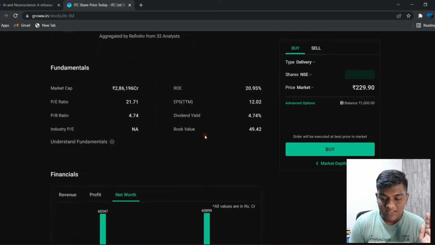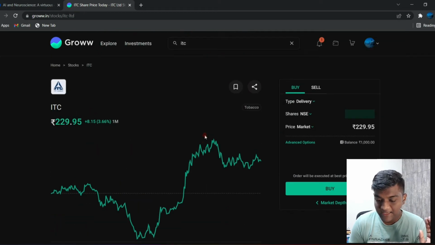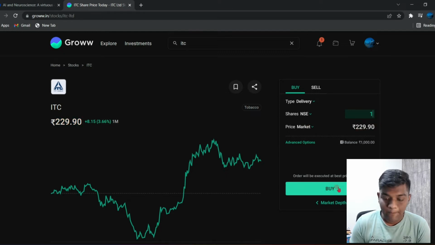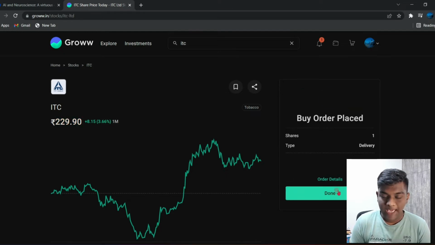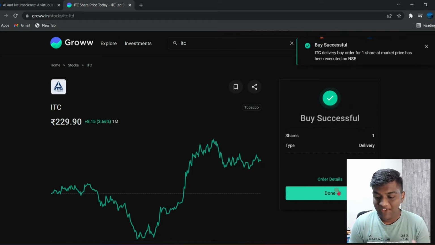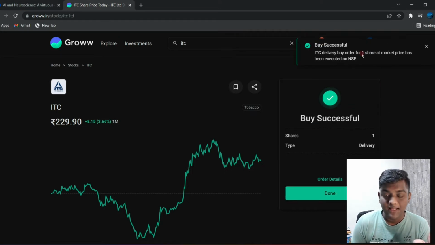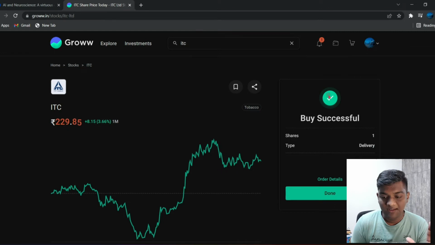So now to buy this, here there is a column to actually show buy. Here we must go, and it is in NSE. So I am buying one share to show you guys. I am buying it at market price. Now it's at 229 rupees. So buy, order placed. You will get a notification here, ITC delivery buy. So it's that simple, really that simple to buy.